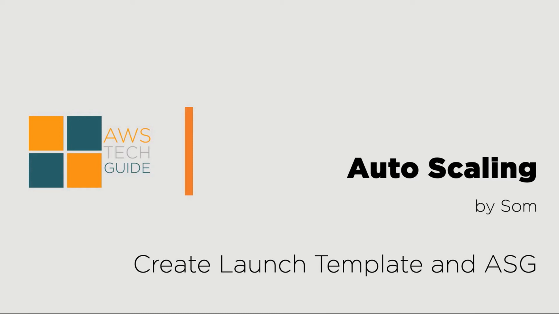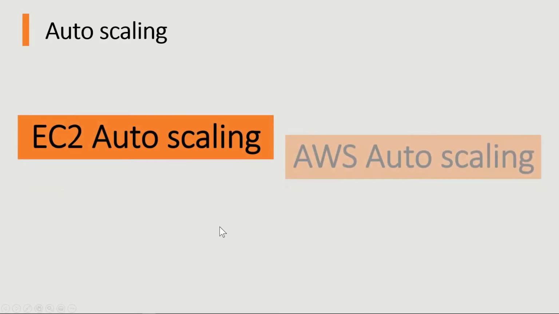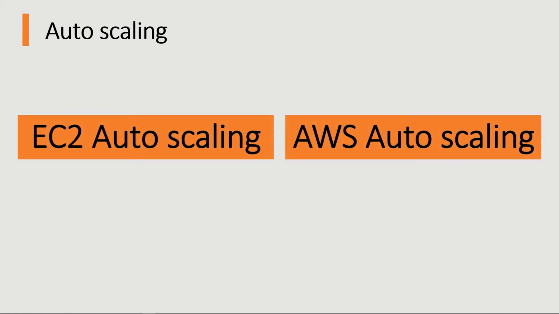Today I'll be talking about auto scaling in AWS, and we'll create an auto scaling group as well as the launch template too. So let's proceed. In auto scaling there are two things: EC2 auto scaling and AWS auto scaling. You may be thinking, what is the difference between these two, EC2 auto scaling and AWS auto scaling? I will tell you in a minute.